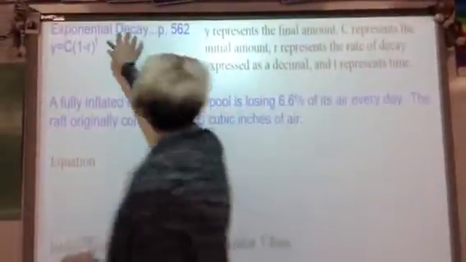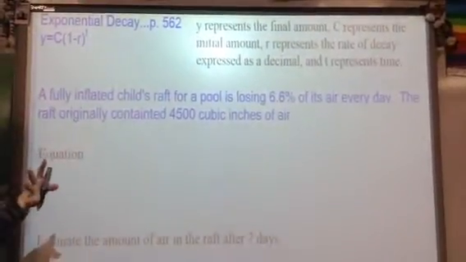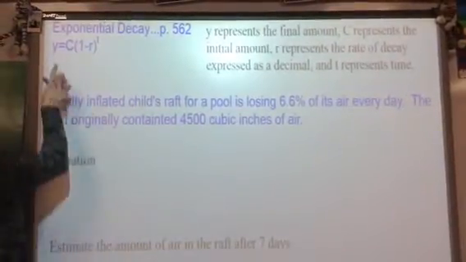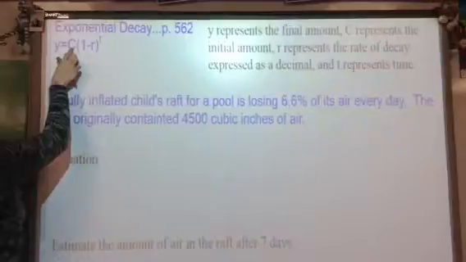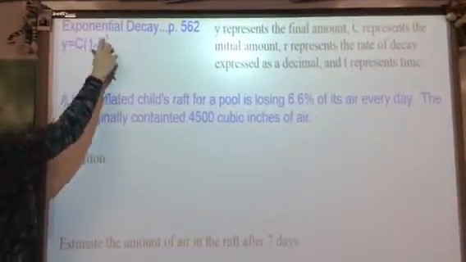Now we're going to move on to exponential decay. You'll notice here the equation is very similar to the exponential growth, but it's a minus instead of a plus. That's the only difference. Y is going to be your final amount, C is your initial amount, R is the percent rate of decay, and T is time.